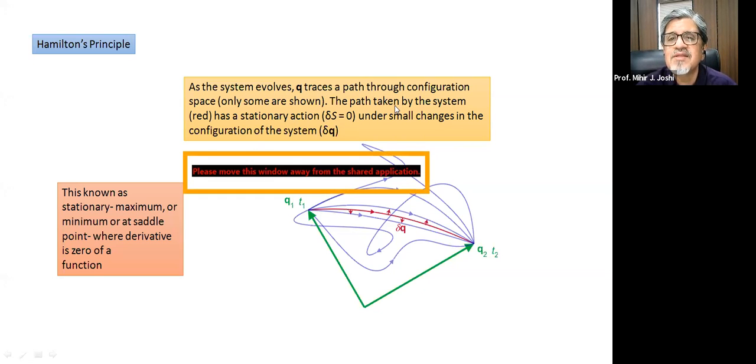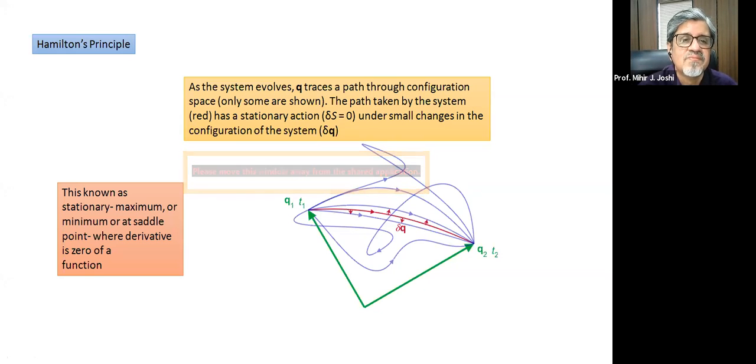And the path taken by the system, that is the red line, has a stationary action, and delta S is equal to 0. And under small changes, the configuration of the system is delta Q. Now, what is the meaning of stationary, and why is delta S equal to 0?